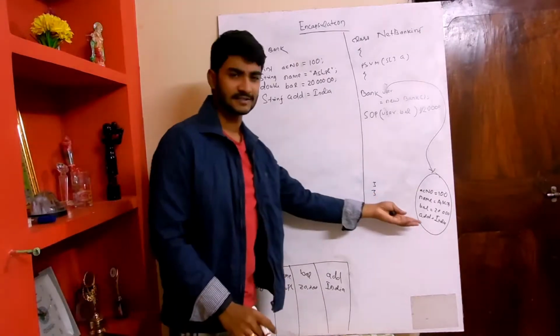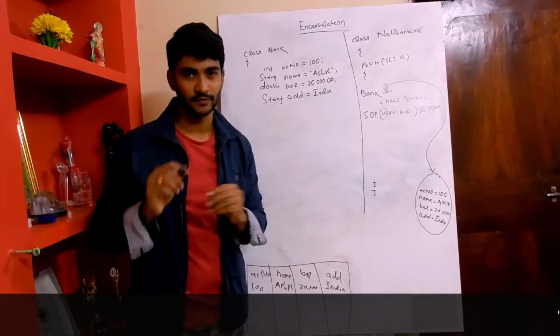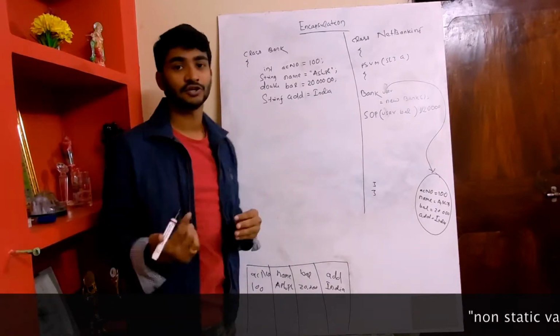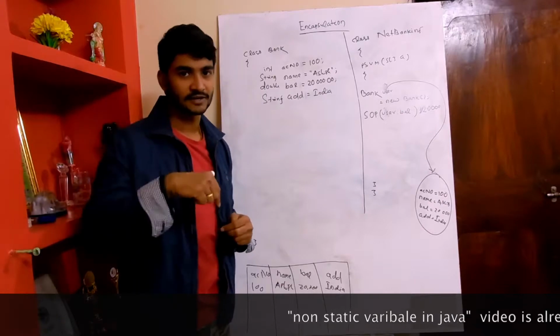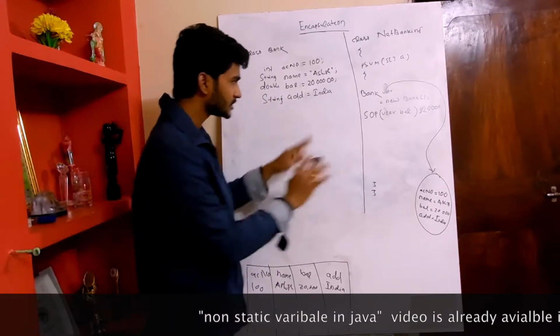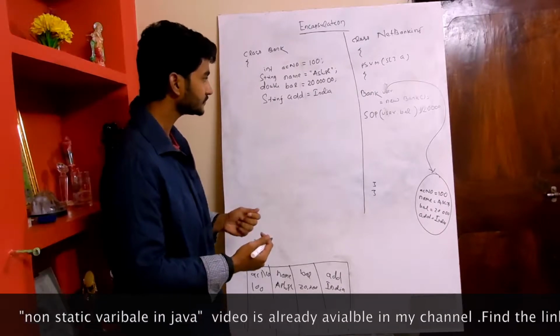So you have to understand these things, okay? This all comes from the non-static variable chapter in Java. If you don't understand it, then I have another tutorial for that, non-static variables in Java, and I'll put the link in the description. You can check that out. Okay? So this is what happens. Now let's come back to our point.